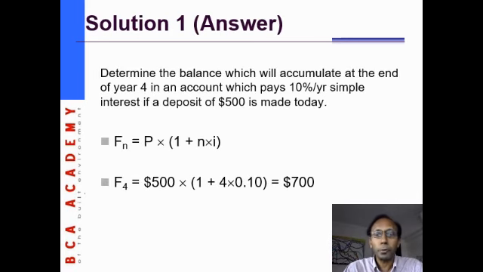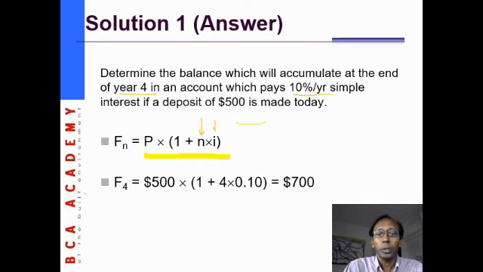I hope all of you got the answer correctly for this question. However, I'll go through the answer step by step. We have been given this equation, future value is equal to present value times 1 plus n times I, where n is the number of years and I is the interest rate. So the n, which is the number of years, is given as 4 and the I, which is the interest rate, is given as 10%.